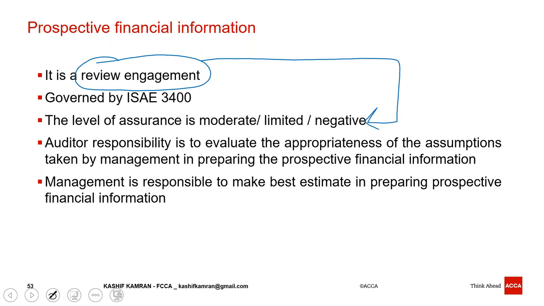carries a moderate level of assurance, also known as a limited level of assurance, and also known as a negative level of assurance. Please, attendees, refrain from asking questions about what is important and what is not. I've told you many times that is the agenda for Saturday, and whatever I'm covering in the webinar is basically what is highly likely for March 18 exams. That should be a clear message.